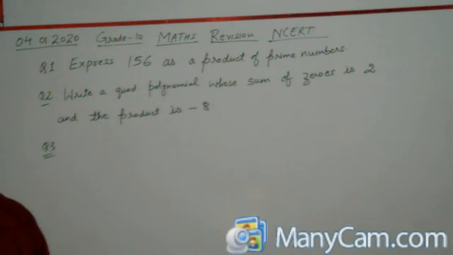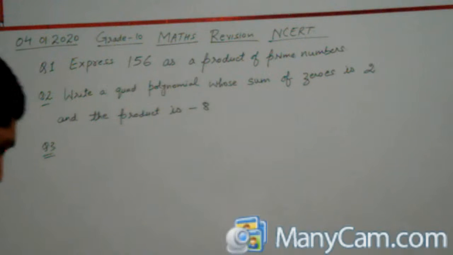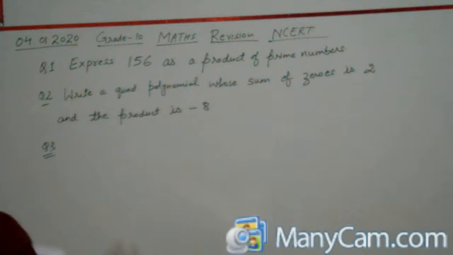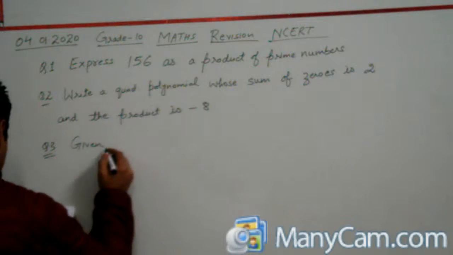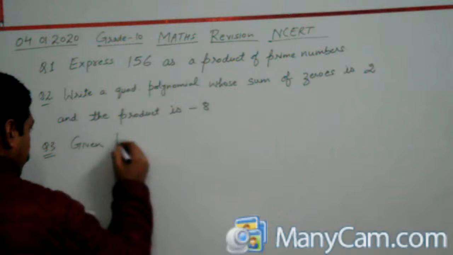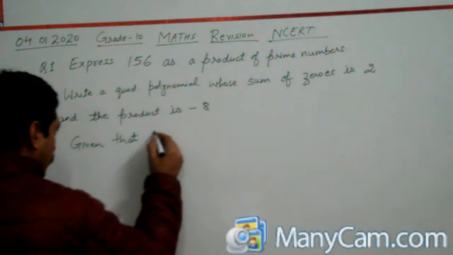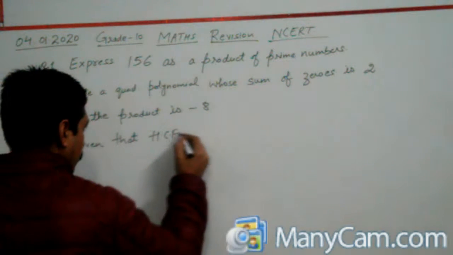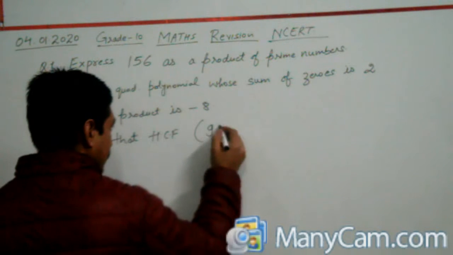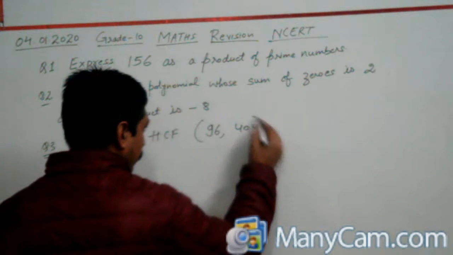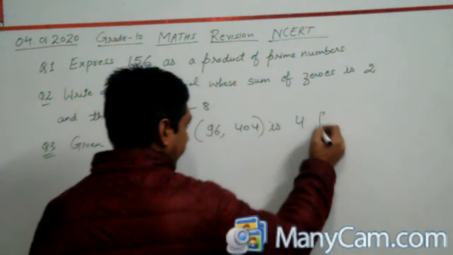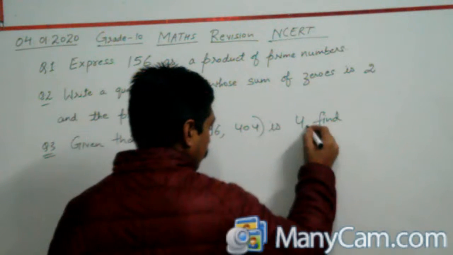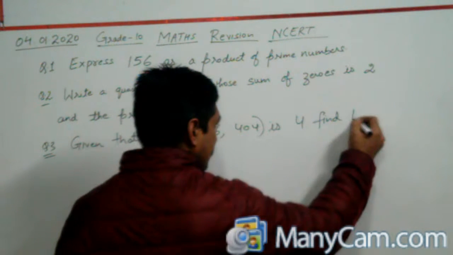Question number 3: Given that the HCF of the numbers 96 and 404 is 4, find the LCM.